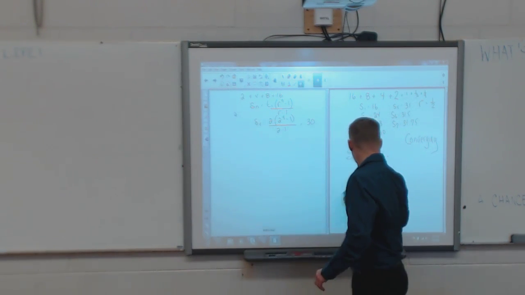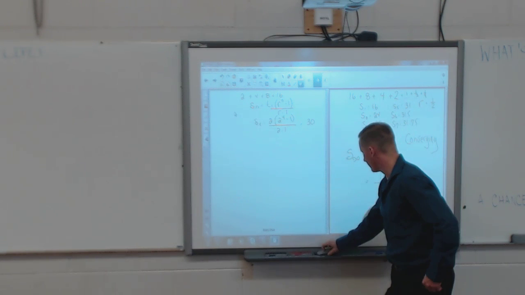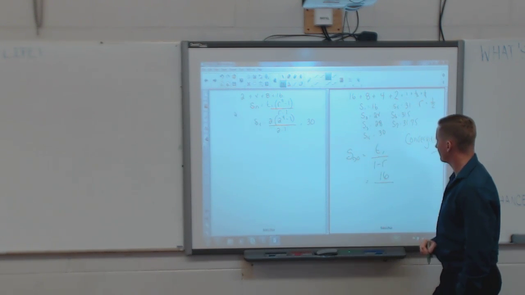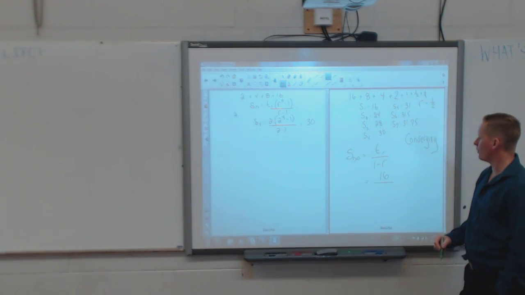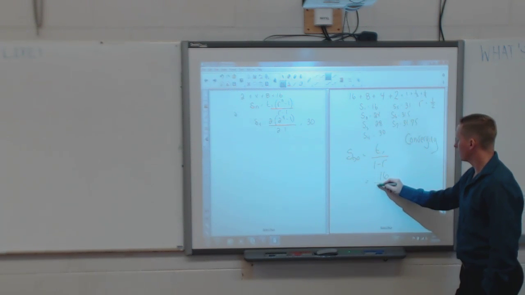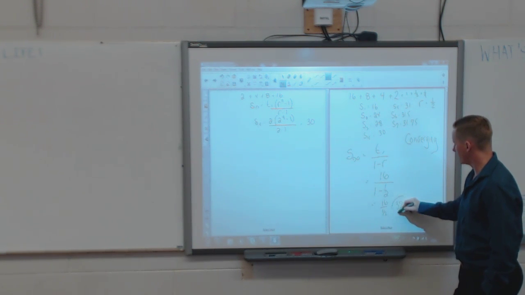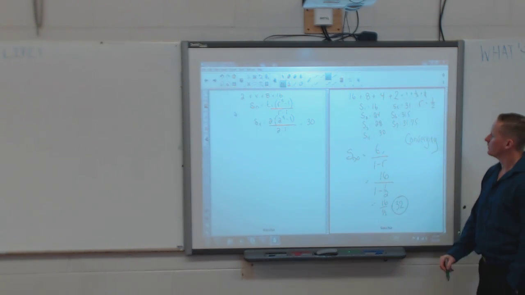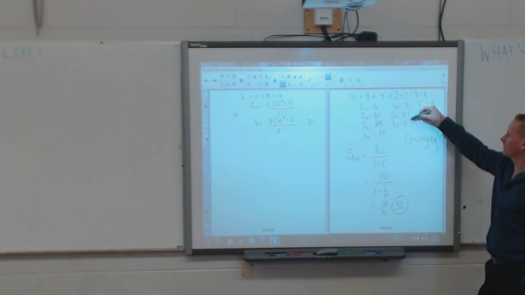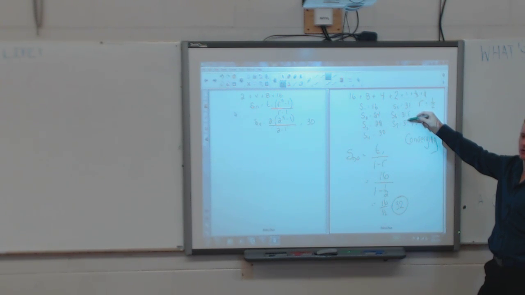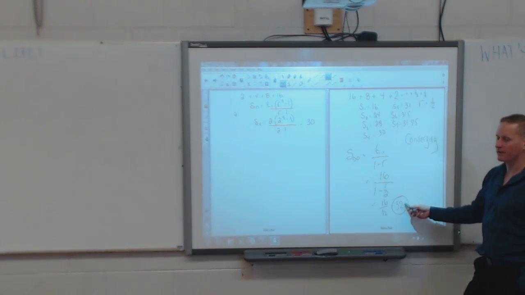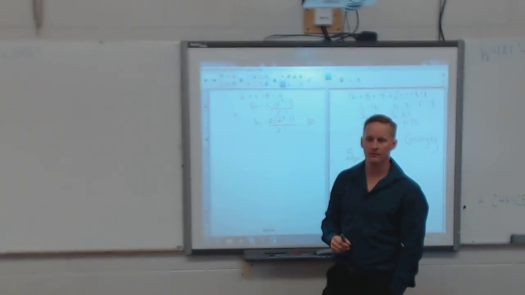Sorry, I got this one the wrong way. It should have been 1 minus r here. So I have 16 over 1 minus r, which is 1 minus a half, which is 16 over a half, which is equal to 32. Looking at these values right here, does it appear that they are getting closer and closer to 32? Yeah, they are, but they'll never hit it.